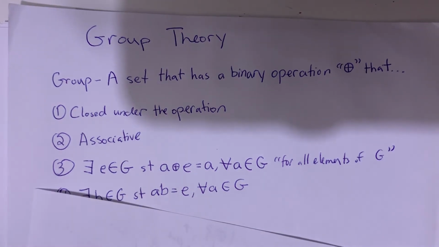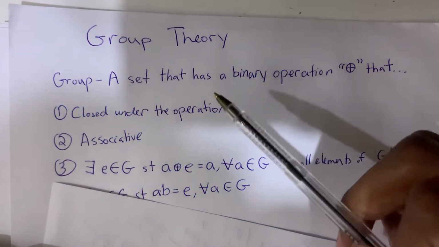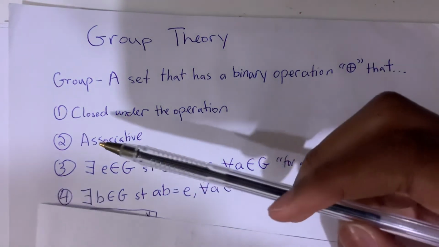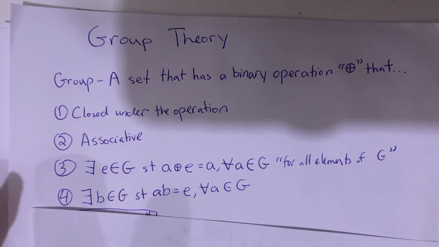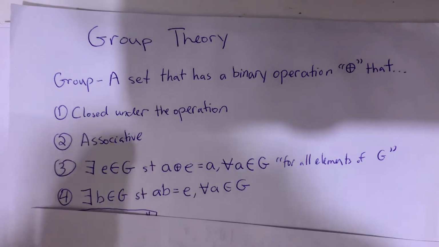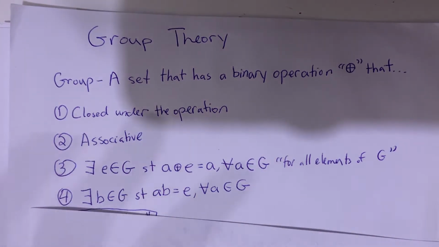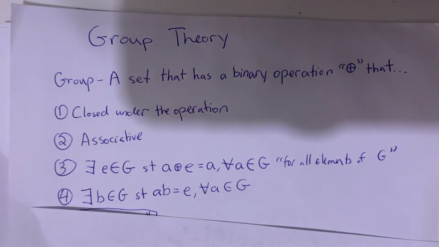So let's start. A group is a set that has some binary operation that satisfies these four properties. Now, a binary operation is just an operation that has one element operated by some other element, right? That's what it means. Like A times B, multiplication is a binary operation. So, a set has some operation that satisfies these four axioms, and if those axioms are obeyed, then the set is called a group.